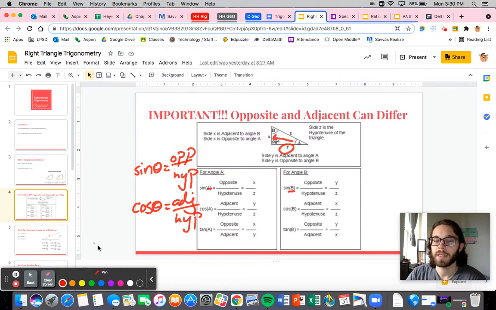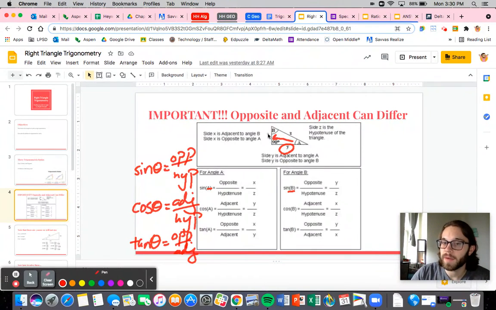Finally, tangent is opposite over adjacent. Right? Tangent of theta is equal to opposite over adjacent. So this one will completely change depending on which one I'm looking at. If I'm looking at A, right, we have X over Y, but if I'm looking at B, I have Y over X, right? So be careful because opposite and adjacent does change depending on which angle I am looking at.